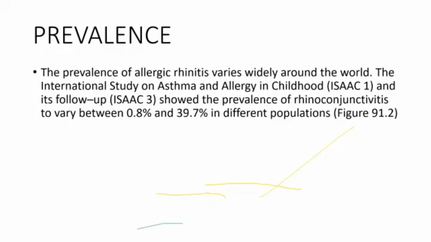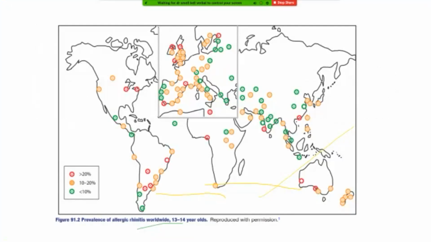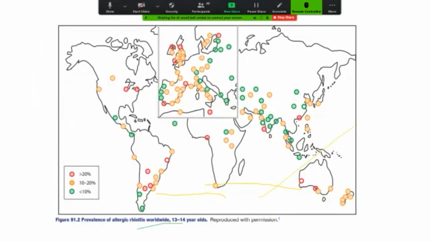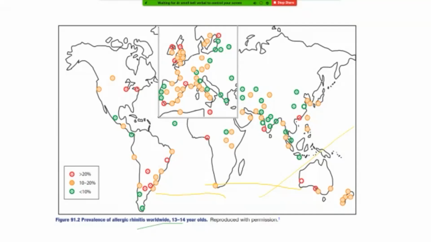That you can blindly remember like that, 40%. 91.2 prevalence of allergic rhinitis worldwide. So as you can see in India, let us go for India. It is less than 10%. Most of the times it is green color, and more than 20% in the western coast, and 10 to 20% in almost Gujarat region, and also Burma and Myanmar region. So especially in India, the prevalence of allergic rhinitis is less than 10% based on this particular picture.